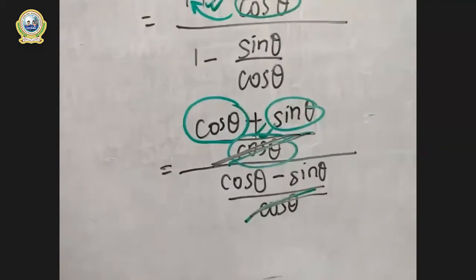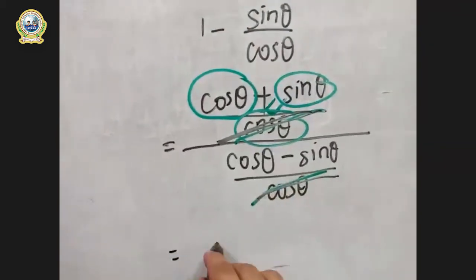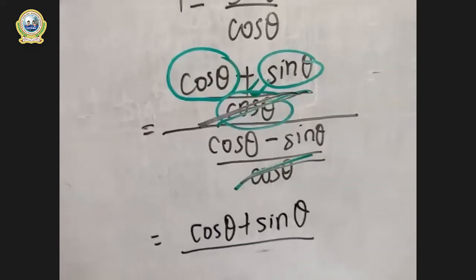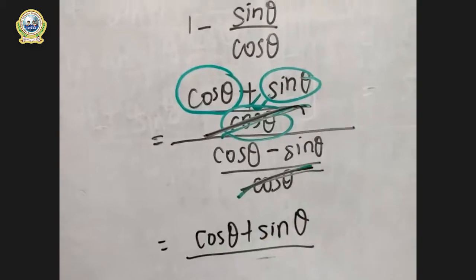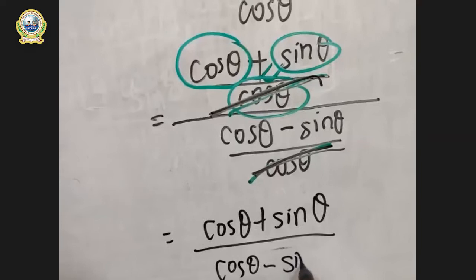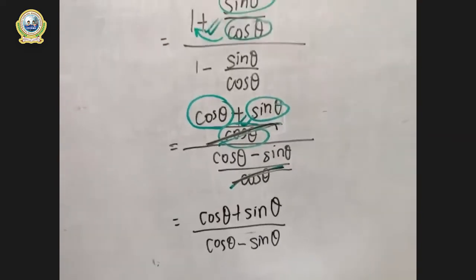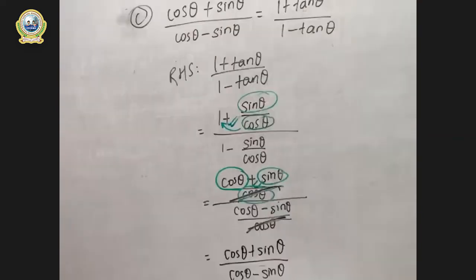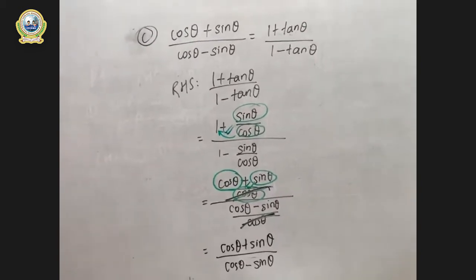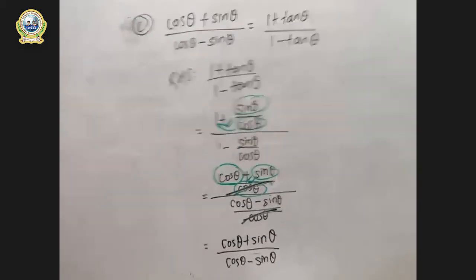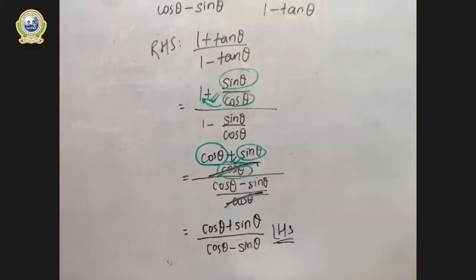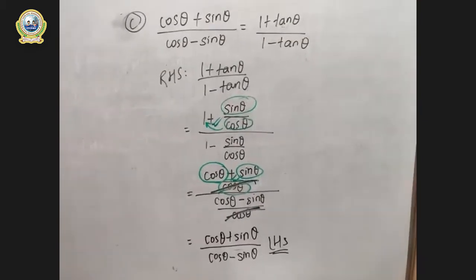And now, in the numerator part you have cos theta plus sine theta. Isn't it so? Then these two have already been cancelled. So in the denominator part you have cos theta minus sine theta. Isn't it so? Now I think this is our answer. Look clearly. This was our left hand side, right? This was our left hand side. So this is our LHS. Proved. Okay? Are you clear?